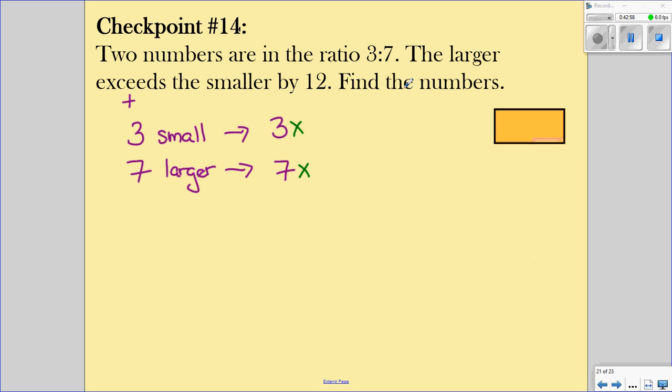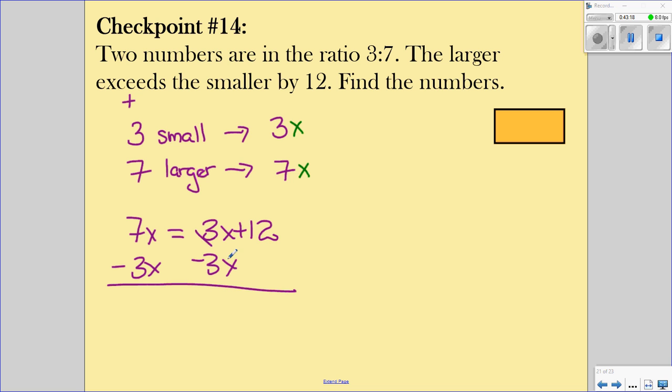So I got the ratio. Okay, so we got 7x. So the larger, 7x, equals, since it exceeds the smaller by 12, the smaller, sorry, 3x plus 12. Then I move this, subtracting 3x from both sides. That gives me 4x equals 12, and then I divide it by 4. Sorry about that hiccup. So it's supposed to be like this. And then you plug it in.